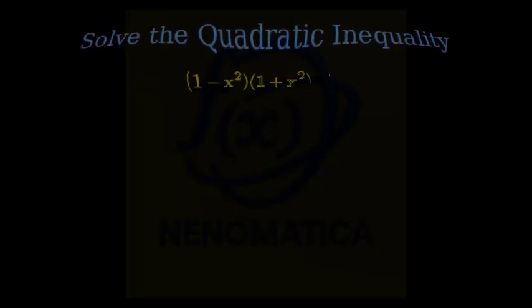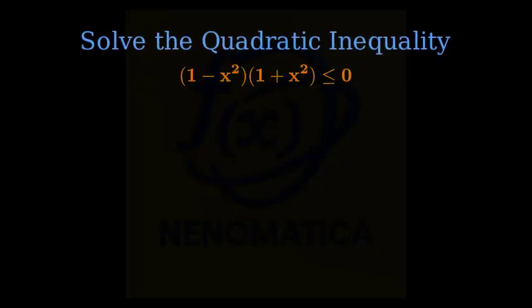Example: we will solve the quadratic inequality (1 minus x squared)(1 plus x squared) less than or equal to 0. Our plan is exactly 3 steps. First, find the critical points by solving each factor equal to 0. Second, construct a sign table. And third, read the solution set from the sign table.